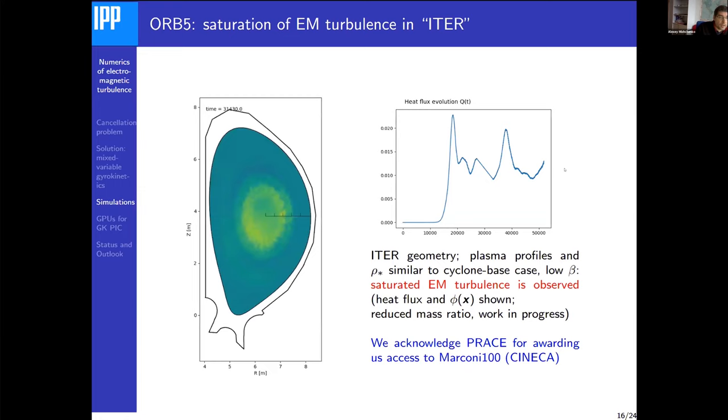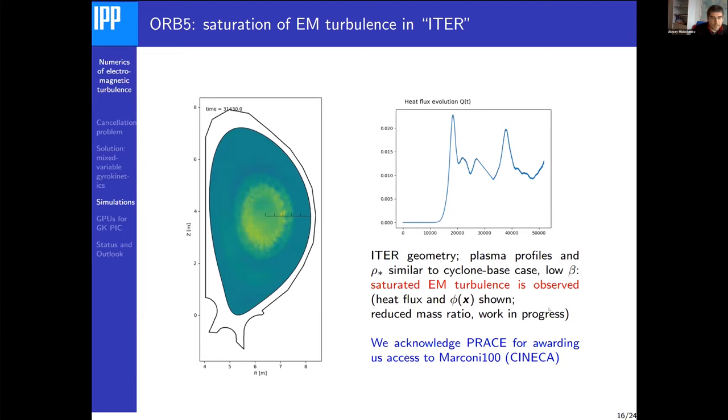Another example I'm having here is for ITER. This is not exactly ITER, this is downscaled ITER. We have ITER geometry, ITER aspect ratio, safety factor, everything ITER, but plasma profiles, rho star, are like in the Cyclone base case. And we have also low beta here. This is also work in progress. This is going to be a starting point for our future steps towards realistic ITER, with realistic ITER parameters. But this is not like some ad hoc large aspect ratio circular cross section tokamak. It's ITER geometry with changed size.